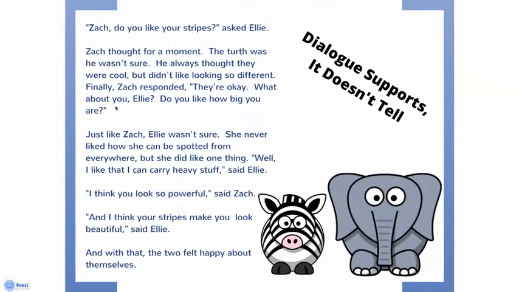So let's look at a sample when the author uses dialogue as support rather than the means of telling the story. "Zach, do you like your stripes?" asked Ellie. Zach thought for a moment. The truth was he wasn't sure. He always thought they were cool, but didn't like looking so different. Finally, Zach responded, "They're okay. What about you, Ellie? Do you like how big you are?" Just like Zach, Ellie wasn't sure. She never liked how she can be spotted from everywhere, but she did like one thing. "Well, I like that I can carry heavy stuff," said Ellie. "I think you look so powerful," said Zach. "And I think your stripes make you look beautiful," said Ellie. And with that, the two felt happy about themselves.